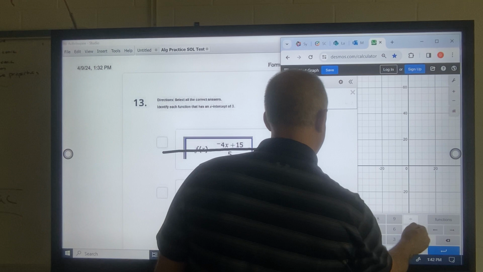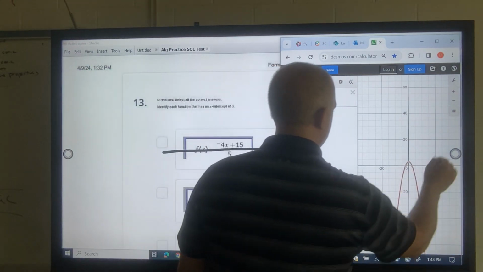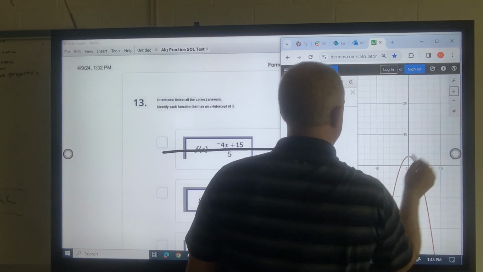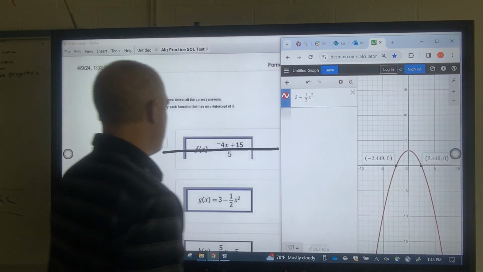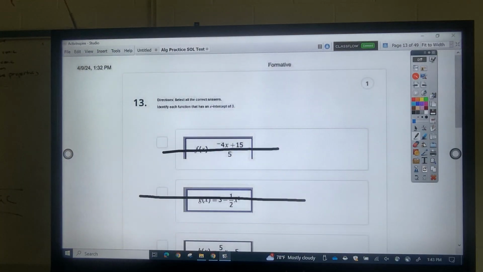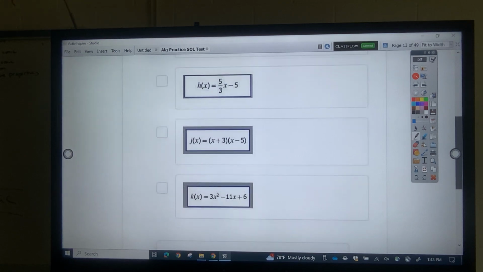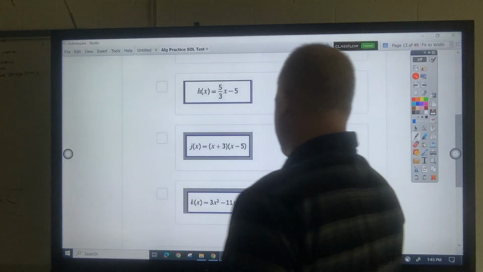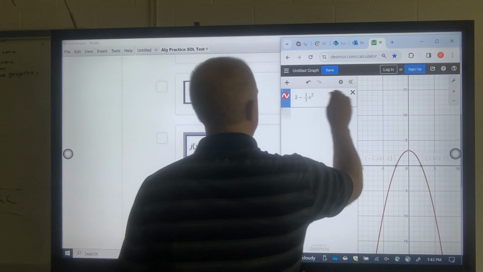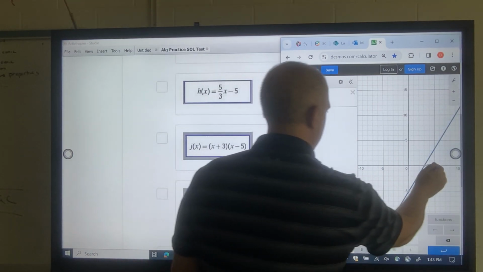3 minus 1 divided by 2. Click over here. X squared. All right. Home button. That's negative 2.4 and 2.4. That can't be my answer. Okay. All right. 5 divided by 3. Click over here. X minus 5. All right.